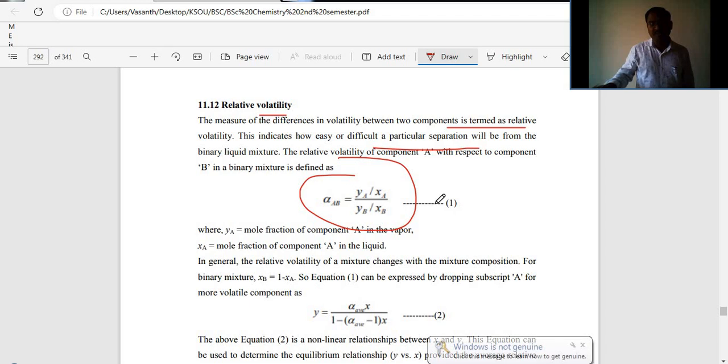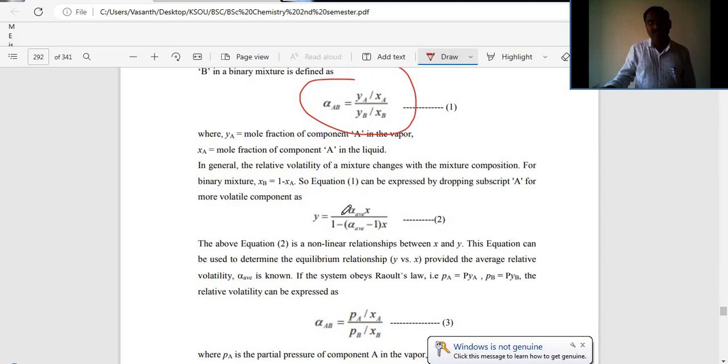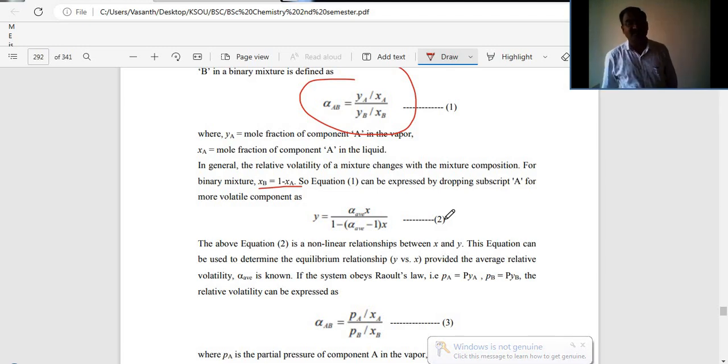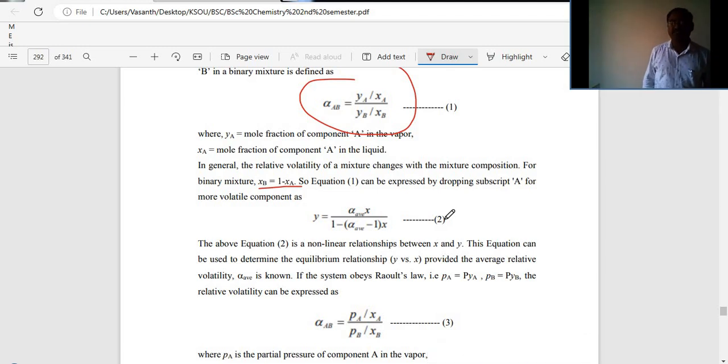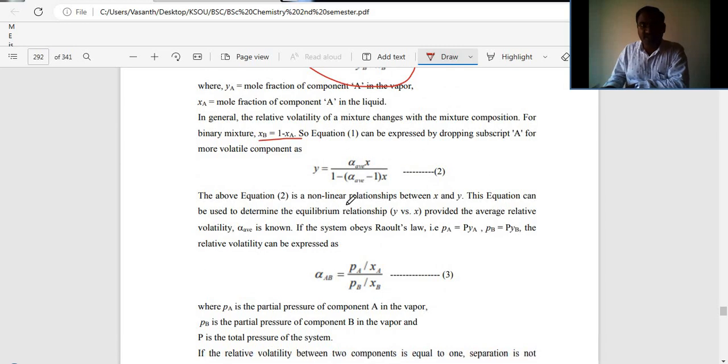Similarly, we have to replace with the help of these mole fractions. For a binary mixture, XB is equal to 1 minus XA. That is substituted in equation 1, and what we get is equation 2. The above equation 2 is a non-linear relationship between X and Y. These equations can be used to determine the equilibrium relations provided with average relative volatility. Here, alpha average is shown.